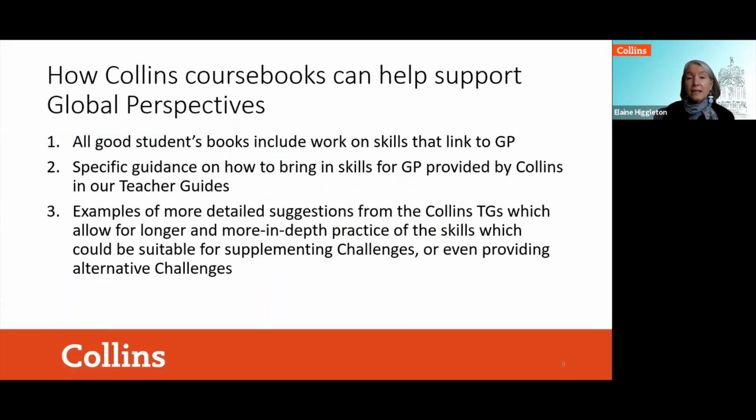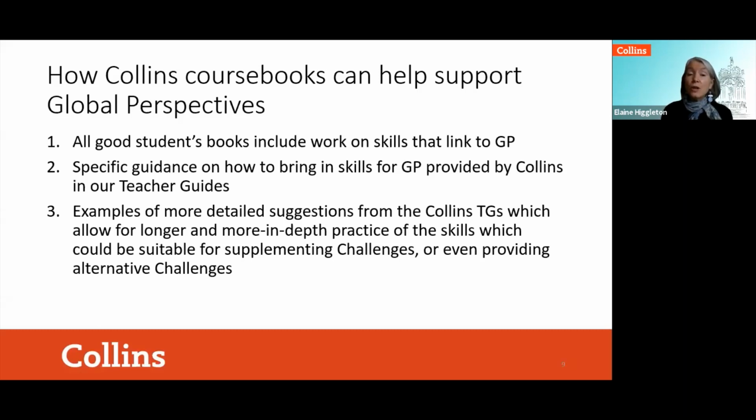So what we're going to be looking at are 3 things. I'm going to be looking at how the students' books naturally support the skills that are also challenged and tested in global perspectives. We'll be looking at the natural overlap, because there is natural overlap. Then I'm going to be handing over to Nick, who's going to be taking us through the specific guidance that Collins provides in all of our teachers' guides for primary and lower secondary maths, science, and English as a first language and English as a second language. Look at the specific guidance we provide in these teachers' guides for global perspectives.